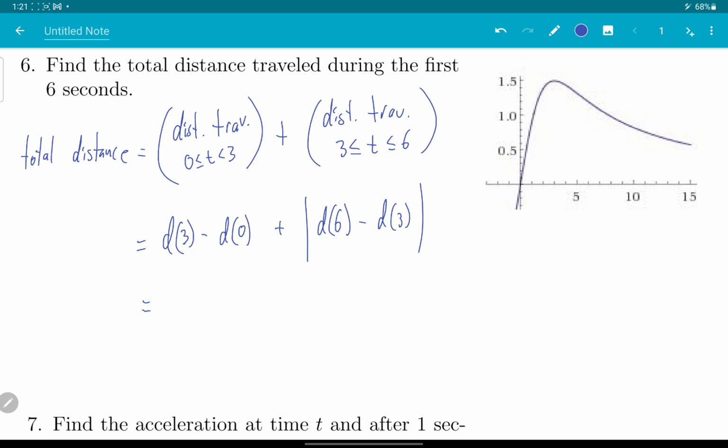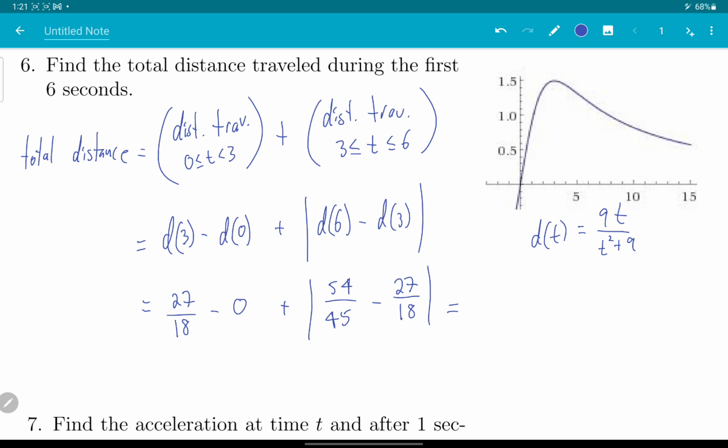Okay, what's the function for d? D of t is 9t over t squared plus 9. So I work out this calculation, get 27 over 18 minus 0 plus absolute value 54 over 45 minus 27 over 18 again. Which gives me 27 over 18 is 3 over 2.